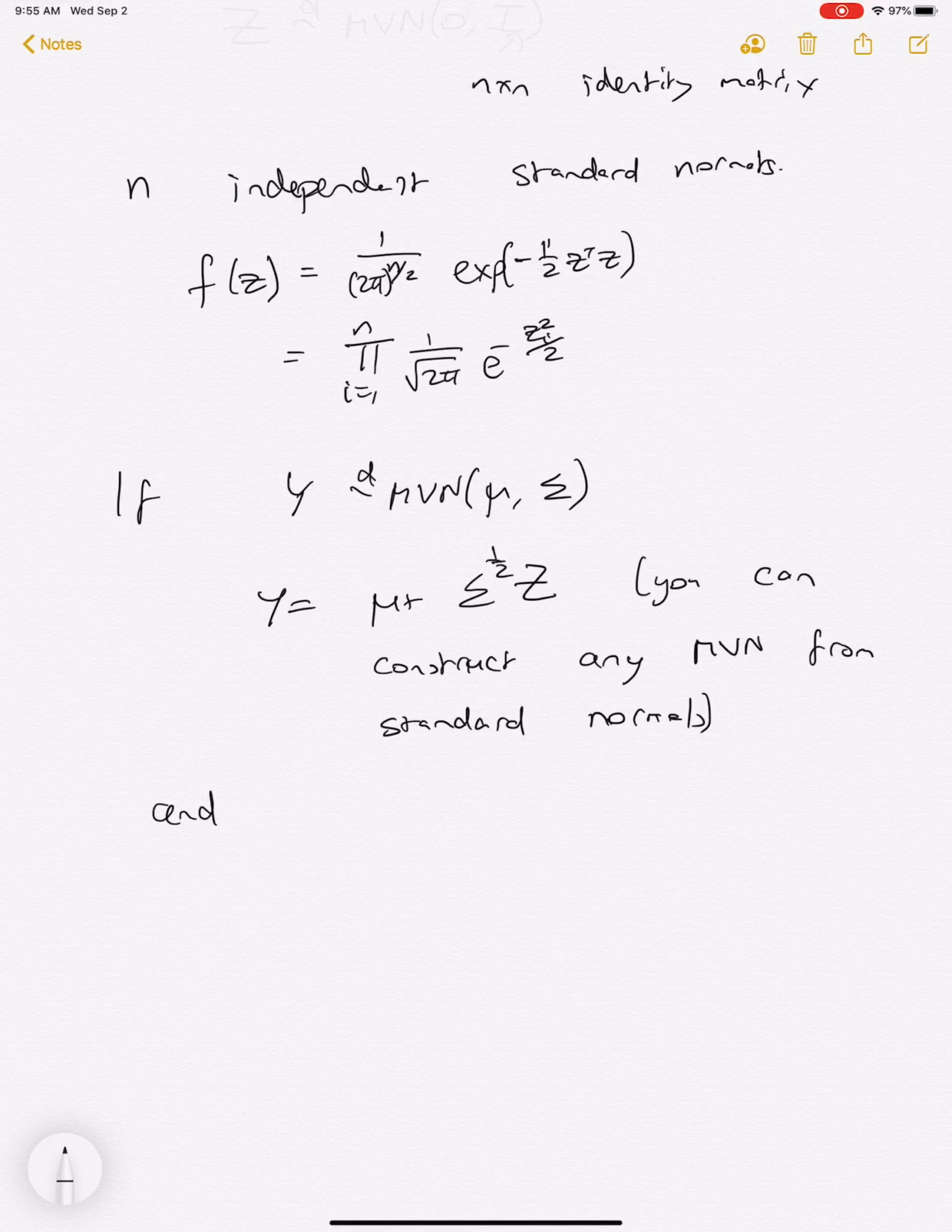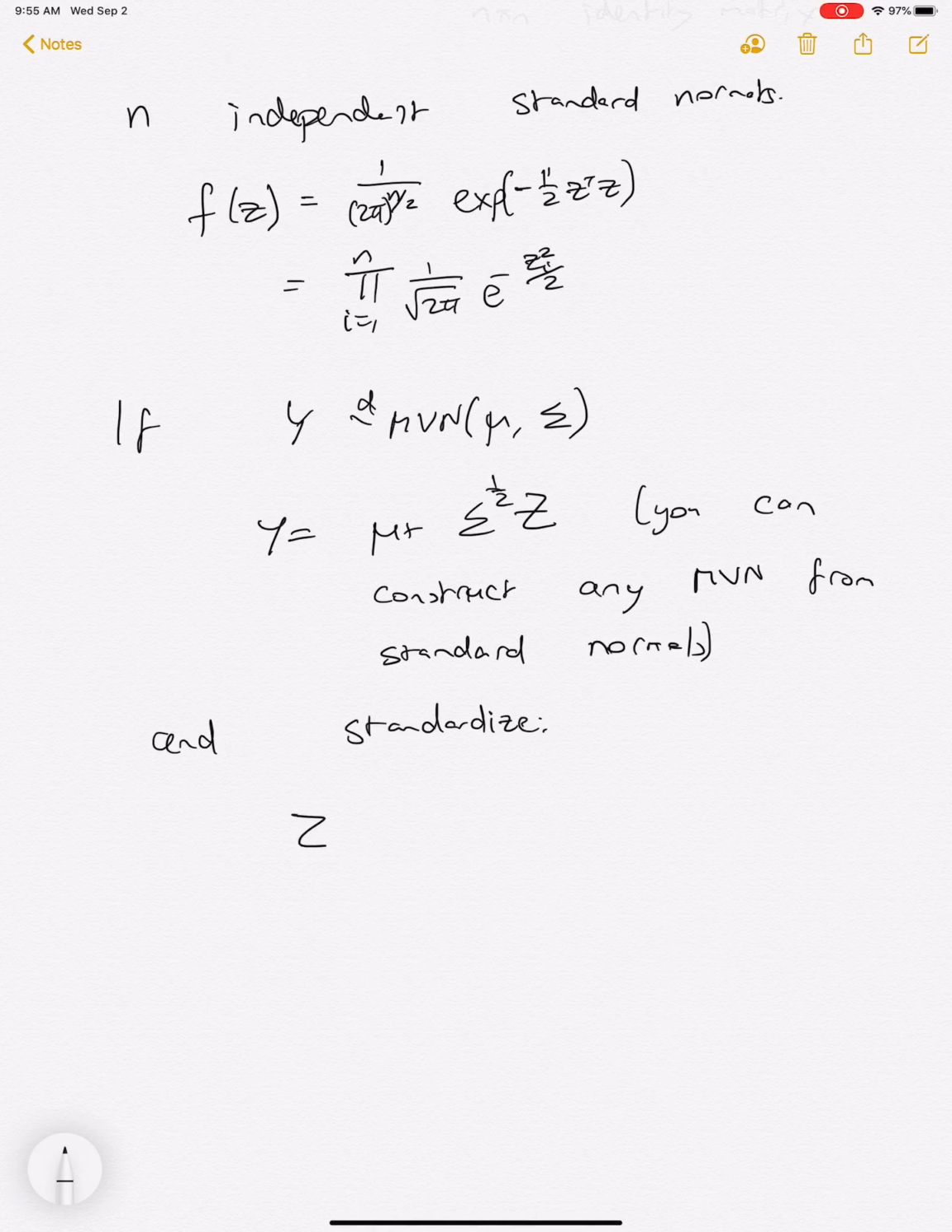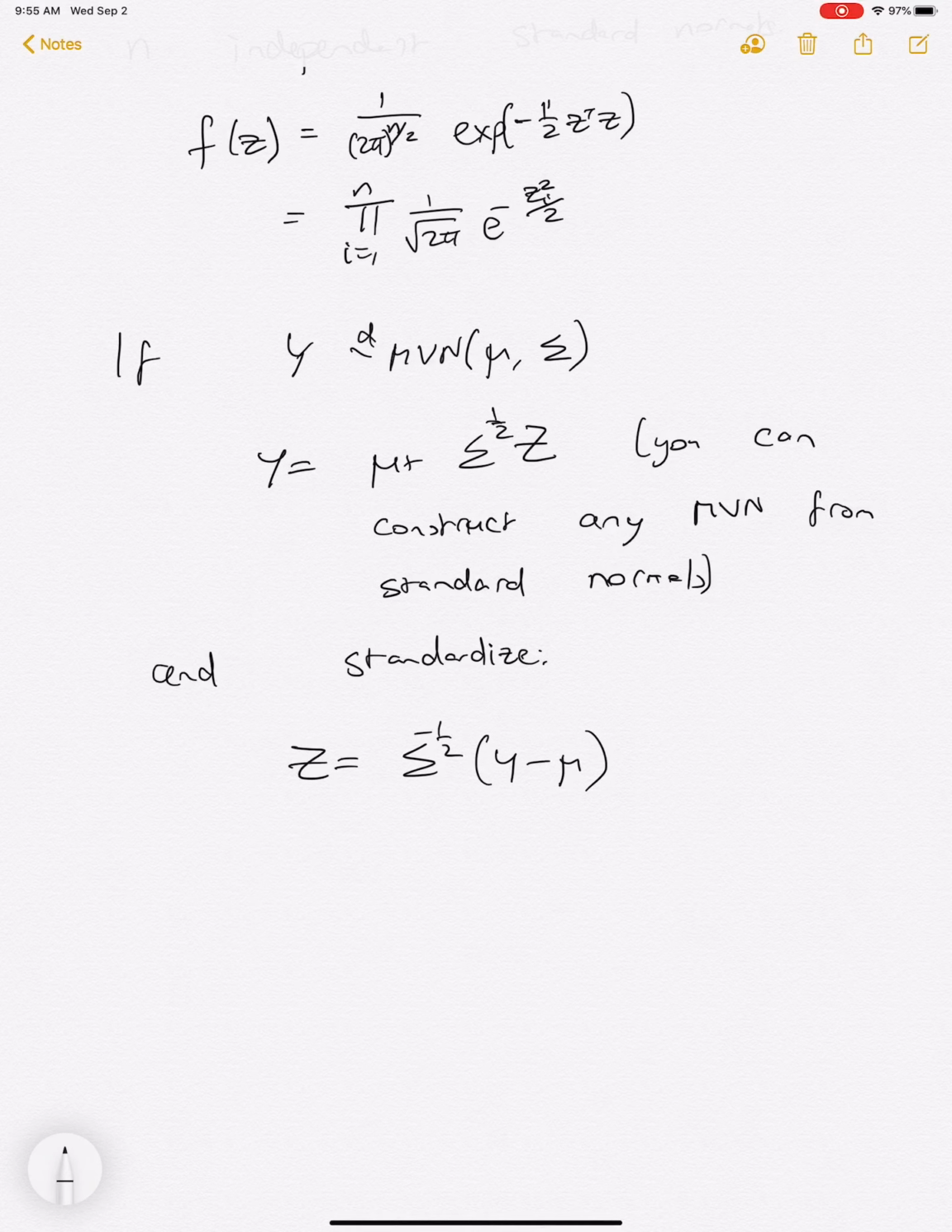And similarly, you can also standardize, which goes the other way, which just says that z equals sigma to the negative half times y minus mu. This is again similar to what occurs in the univariate case. You can go back to your n independent standard normals by subtracting the mean and multiplying by the inverse of the square root of the covariance matrix.